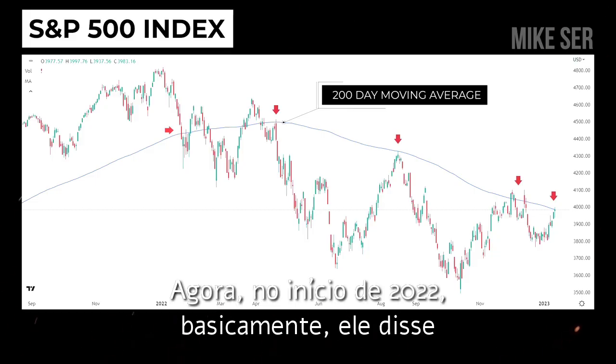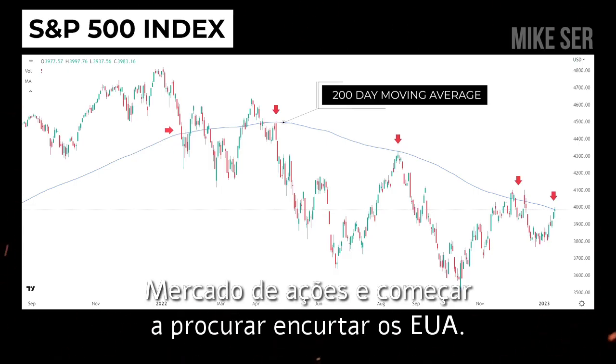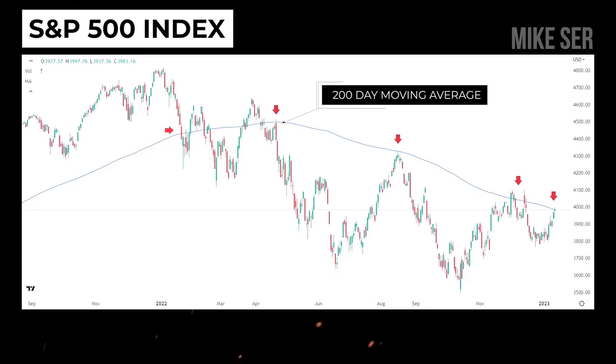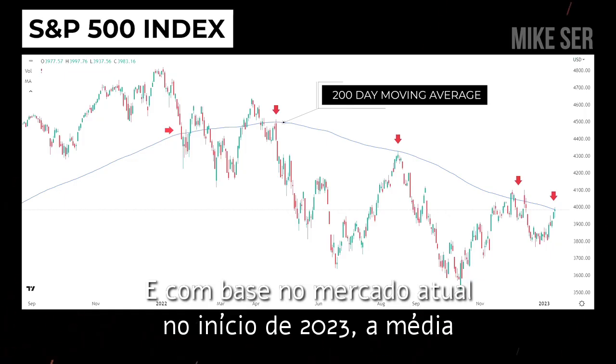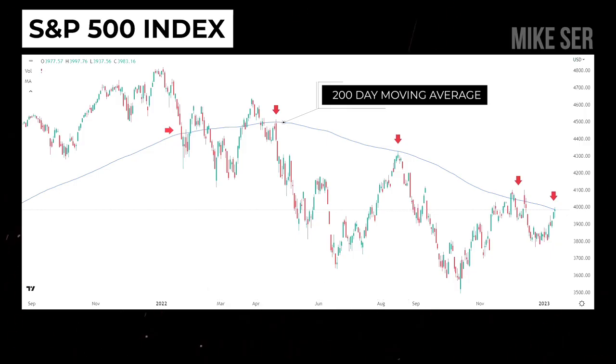Now, in early 2022, it basically told him to sell out all of his positions in the US stock market and start looking to short the US stock market. And based on the current market in early 2023, the 200-day moving average tells him to stay short.